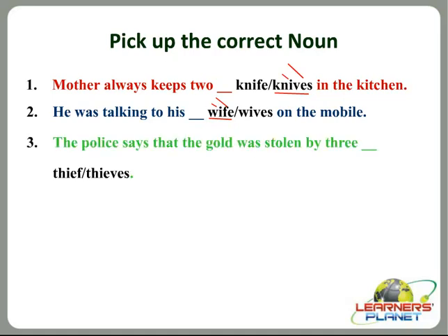Let's go to the third one. The police says that the gold was stolen by 3 dash. Thief or thieves?